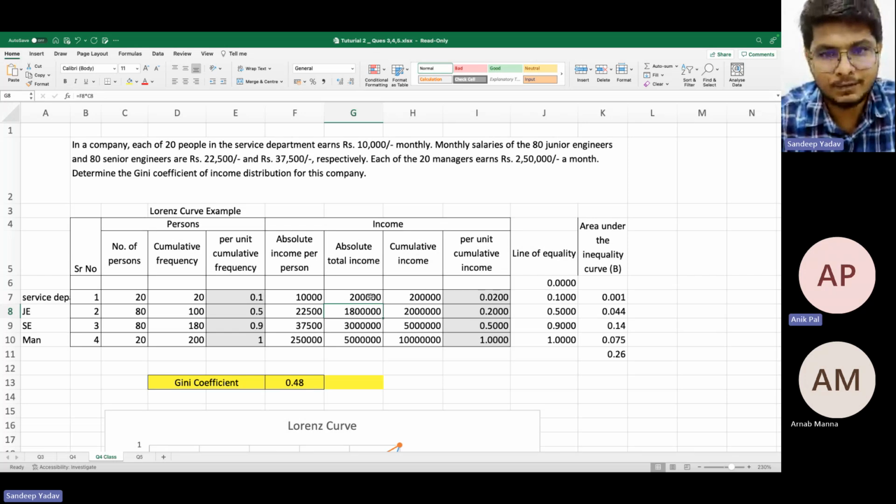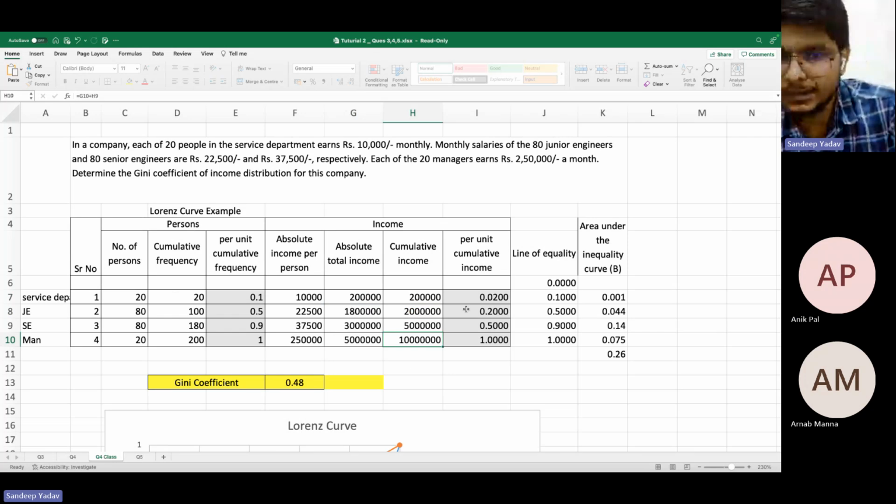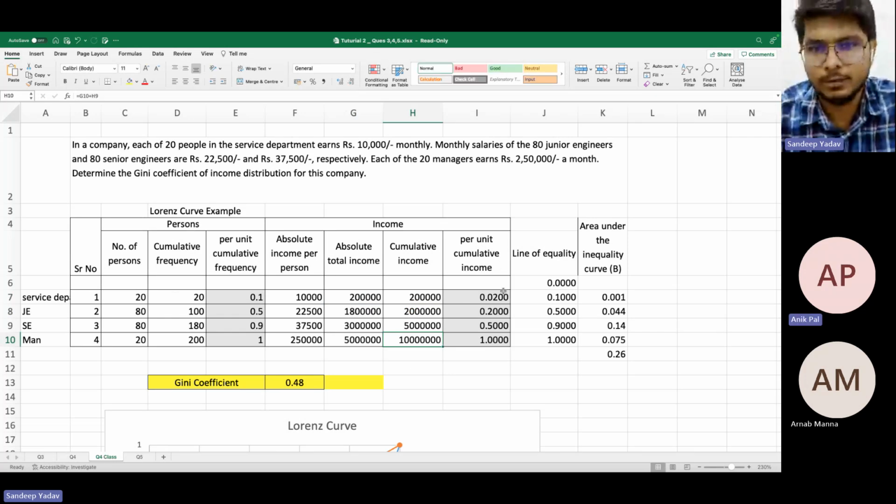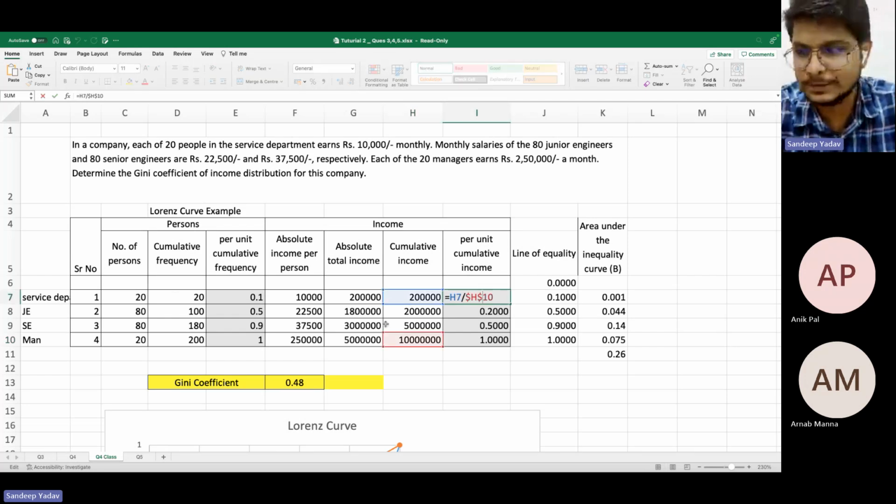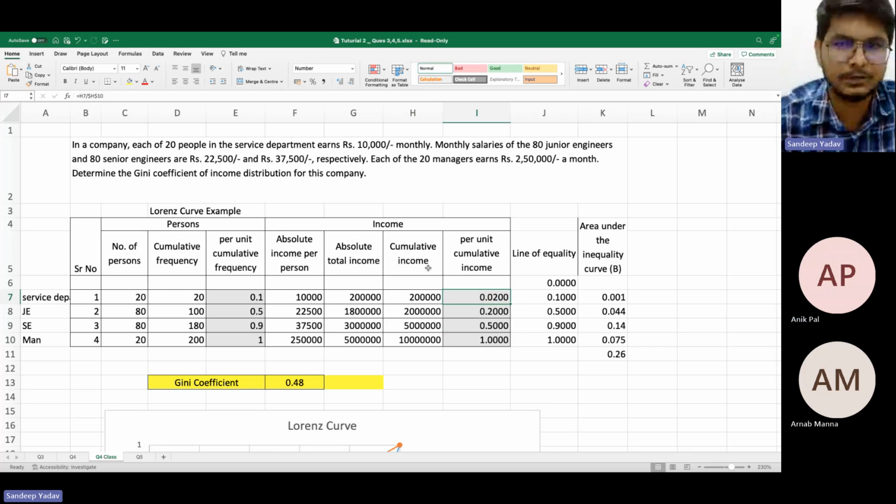Now cumulative income is calculated in a similar manner, adding all these incomes. Now, if you see the per unit cumulative, that will be 2 lakhs divided by 10 lakhs, that is 0.02. In a similar manner, we have calculated the per unit equivalents.